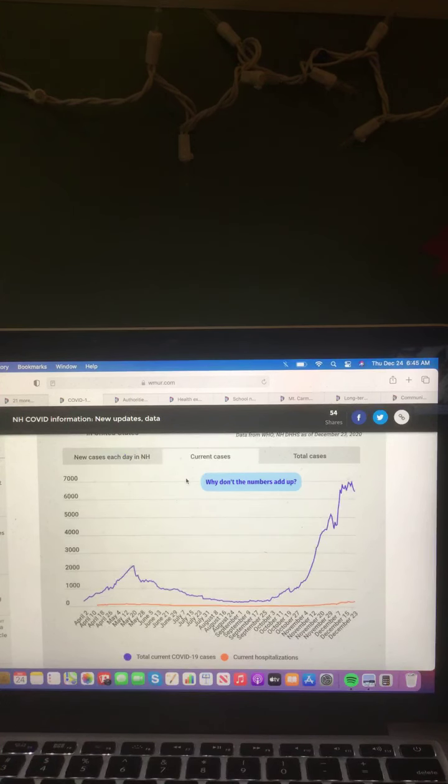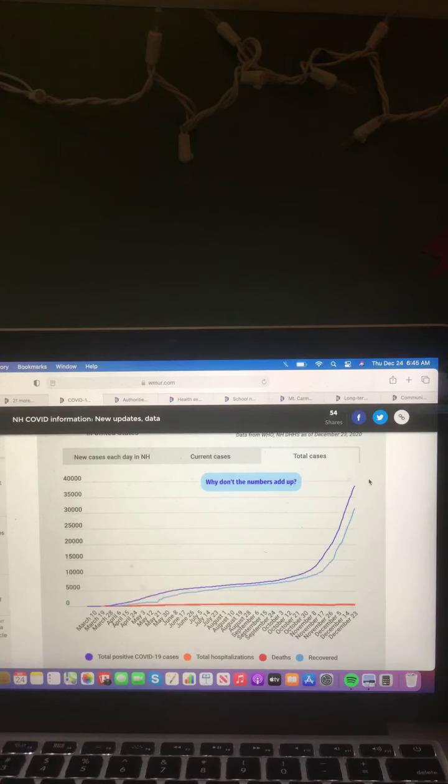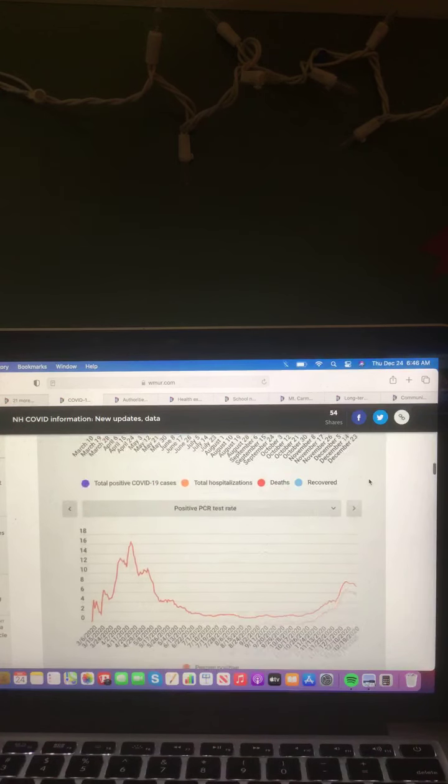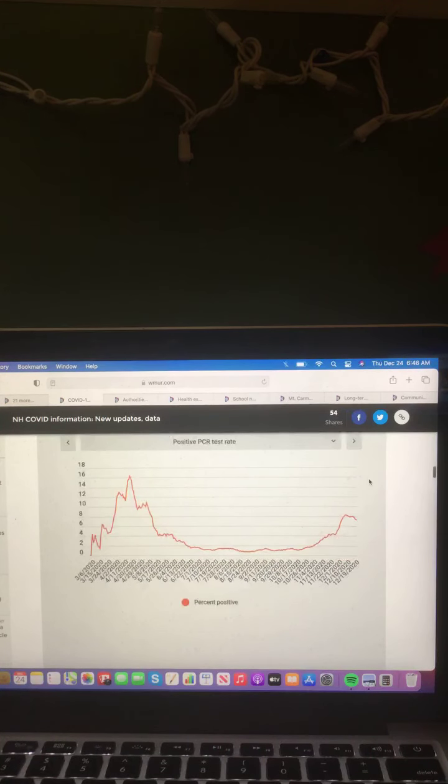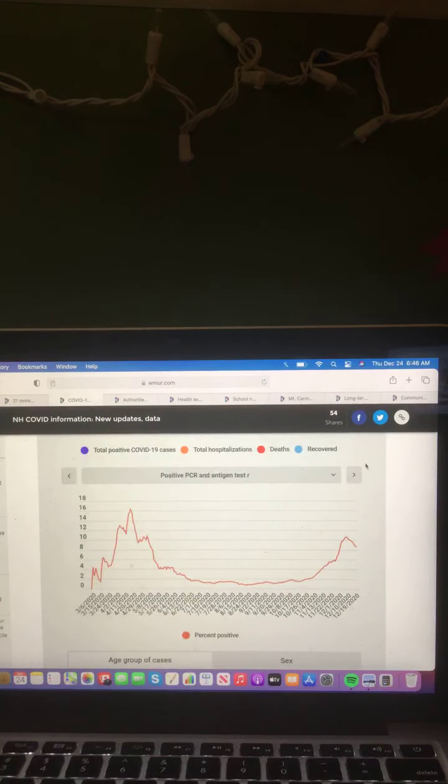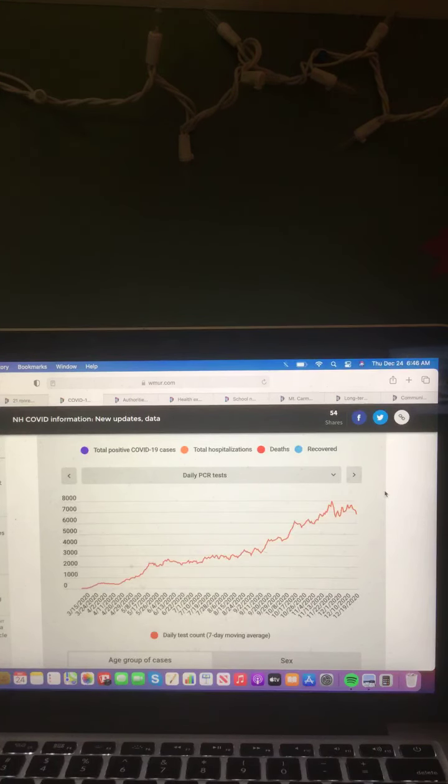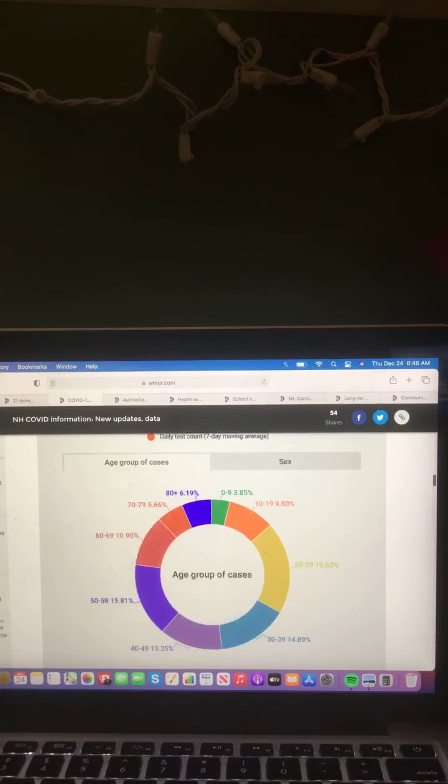Let's take a look at this chart here. Current cases in the purple. Total current COVID-19 cases. Orange, current hospitalization. Let's take a look at this chart here. Total cases in the purple. Total positive COVID-19 cases. Orange, total hospitalization. Red, deaths. And blue, recovered. Let's take a look at this chart here. Positive PCR test rate. Positive antigen test rate. And daily PCR test.